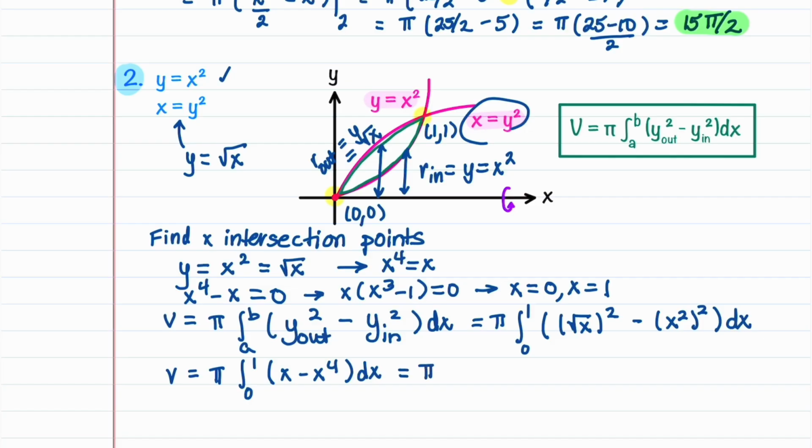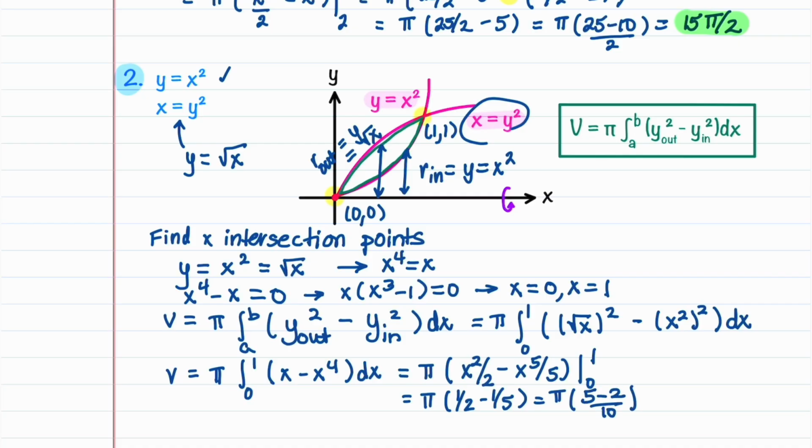This is equal to pi times x squared over 2 minus x to the fifth over 5, and we're integrating from 0 to 1. It's always nice when we have 0 as a limit of integration because we don't have to do as much work. This is then pi times 1/2 minus 1/5. We'll get a common denominator of 10. So this is 5 minus 2 over 10. And we get an answer of 3 pi over 10. This tells us that the volume of our solid of revolution is equal to 3 pi over 10.